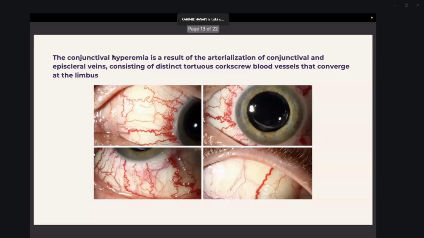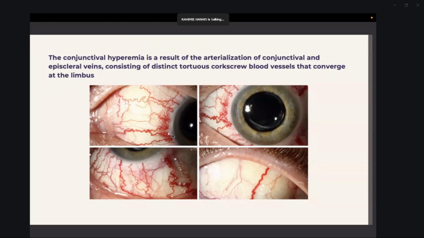All right. So when I mentioned conjunctival hyperemia as a result of arterialization of conjunctival and episcleral veins, this is what we call the corkscrew vessels. So you can see the typical morphology of it, it is much more dilated and tortuous, and then it converges here at the limbus. Okay, so this is typical of a carotid cavernous fistula. So it's the arterialization of conjunctival and episcleral veins.